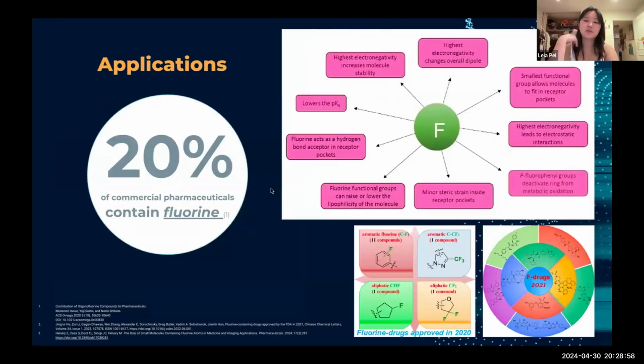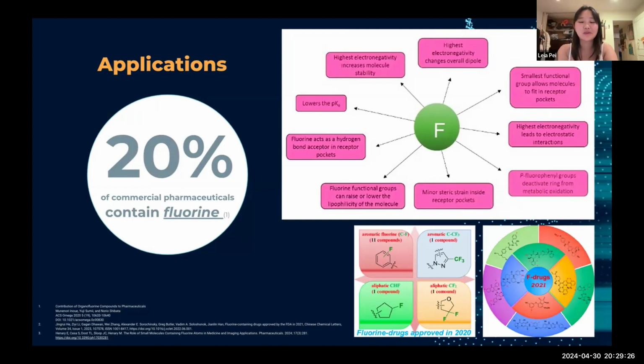So currently, fluorine is one of the most popular organic elements used in synthesizing organic compounds and pharmaceutical drugs due to some of its specific properties, as outlined on the upper right diagram. For example, its high electronegativity can increase overall molecule stability. And for some context, 12 out of the 55 drugs approved by the FDA within the past year of 2023 were all fluorinated, which is around 20 to 21%.